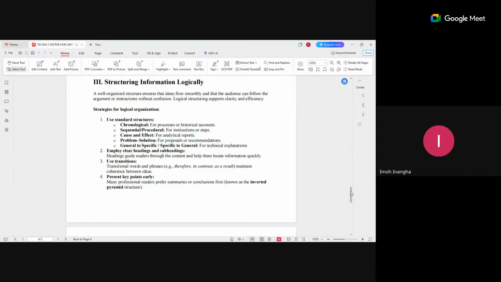Now, should I even explain this? Let's continue. Employ clear headings and subheadings. You know what heading means? Headings guide readers through content and help them locate information quickly.